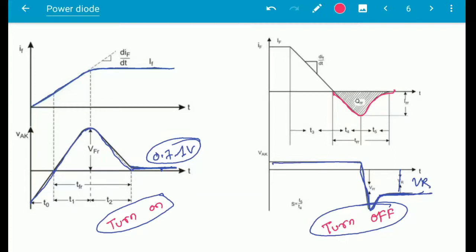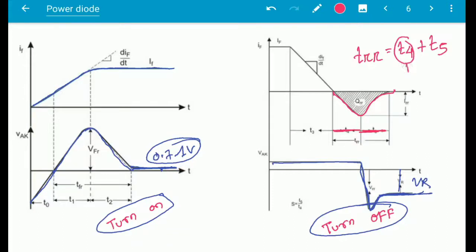So this is called reverse recovery time, and reverse recovery time is this one. This is T4 and this is T5, and the reverse recovery time is T4 plus T5. This is reverse recovery time. And what is T4? T4 is when the charge stored in the depletion region is removed.